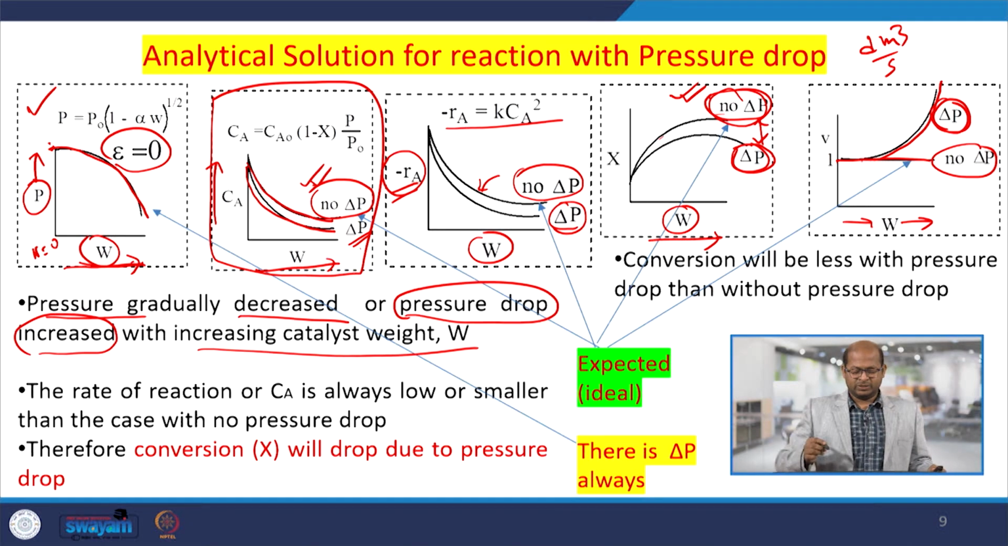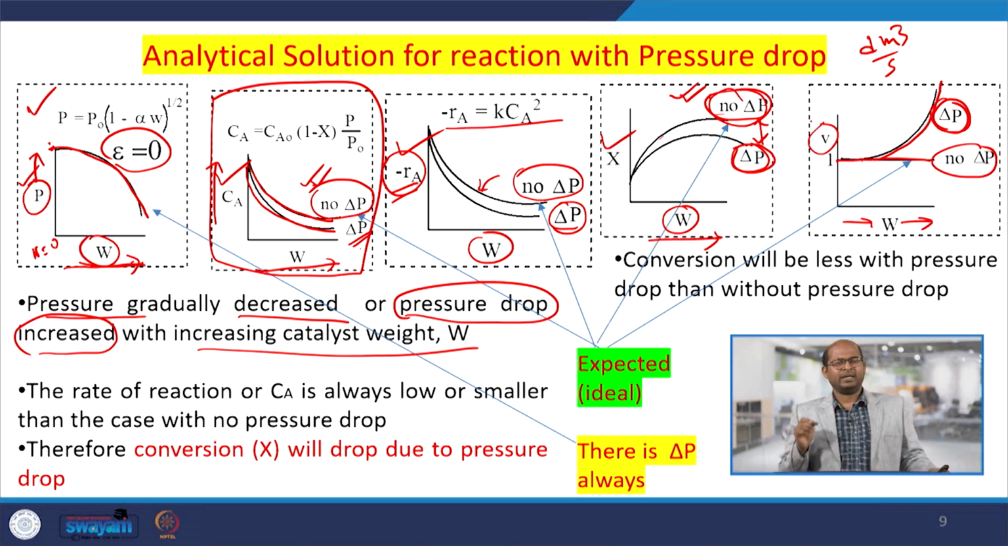So, here you can see there are five parameters we have plotted along the weight of the catalyst. The first one is the pressure, then concentration, rate, conversion, and volumetric flow rate.